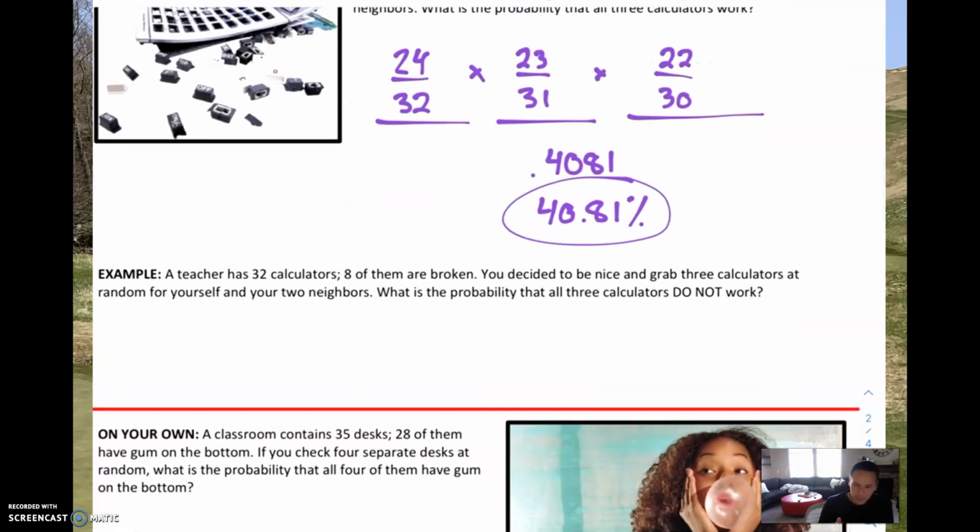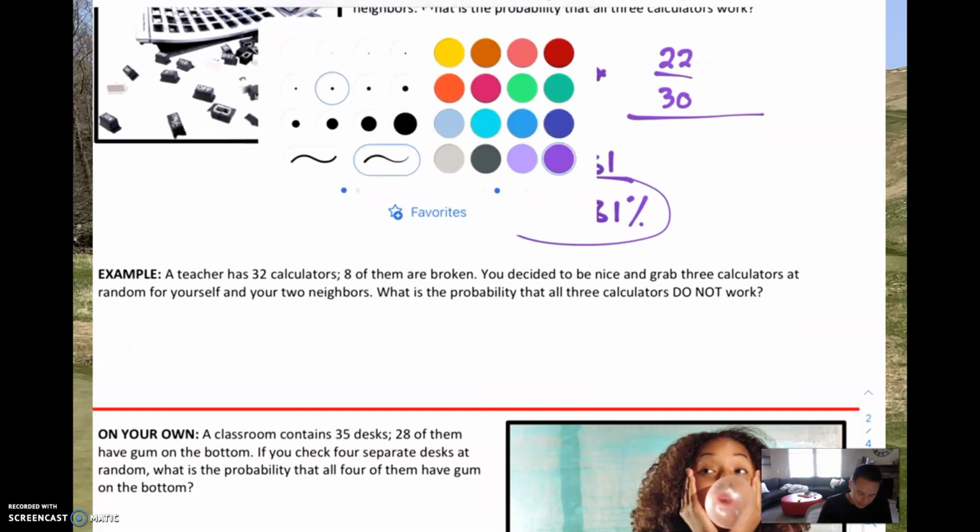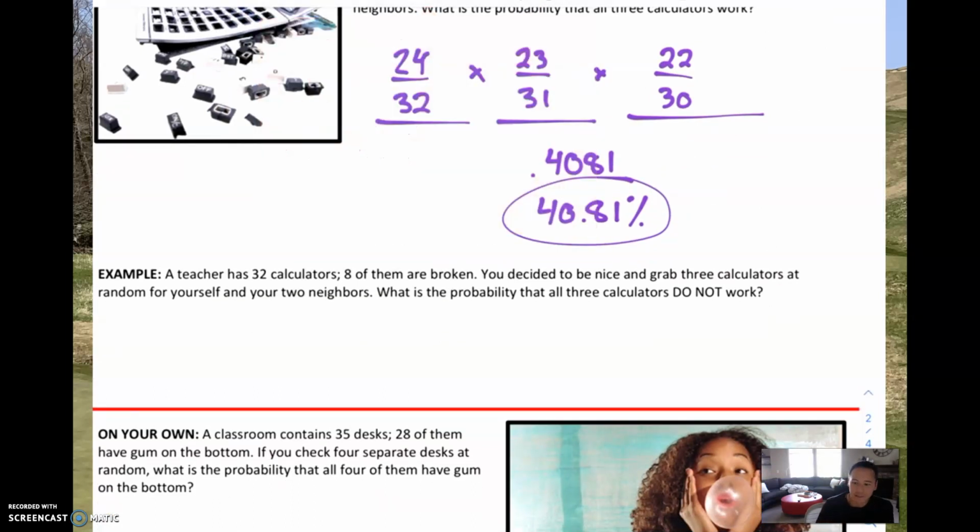Next example, we're going to go the other way. Let's say we go for rotten luck this time. Instead of having good luck and saying, oh, these calculators are good, what's the probability that all 3 of them do not work? So again, draw 3 slots because we're selecting 3 calculators at random.